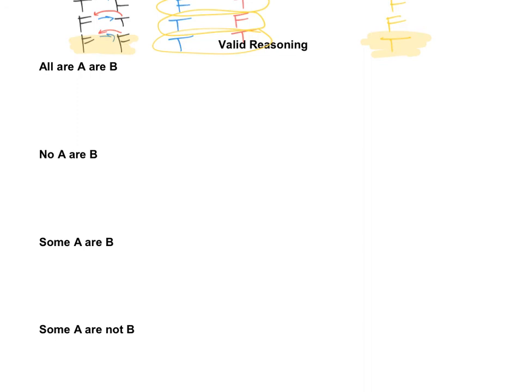Okay, for the last bit of this video, we're going to go back to the diagrams from the very beginning to kind of look at some valid reasoning. So when we see the statement, all A are B.